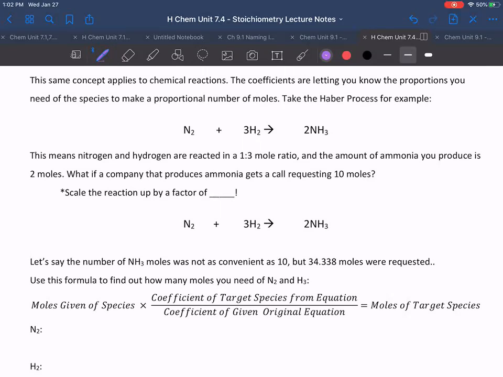If overall we look at this, what this process is telling us is that there's actually an imaginary 1 here. So we have to think about that. We have 1 mole of nitrogen reacting with 3 moles of hydrogen in a 1 to 3 mole ratio, and then we get 2 moles of ammonia out. What if a company wants 10 moles? What do you think we do? What's our factor we're going to consider?